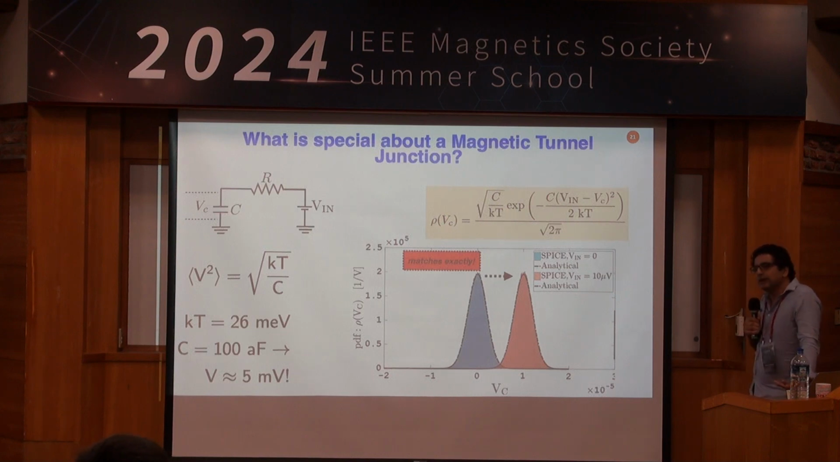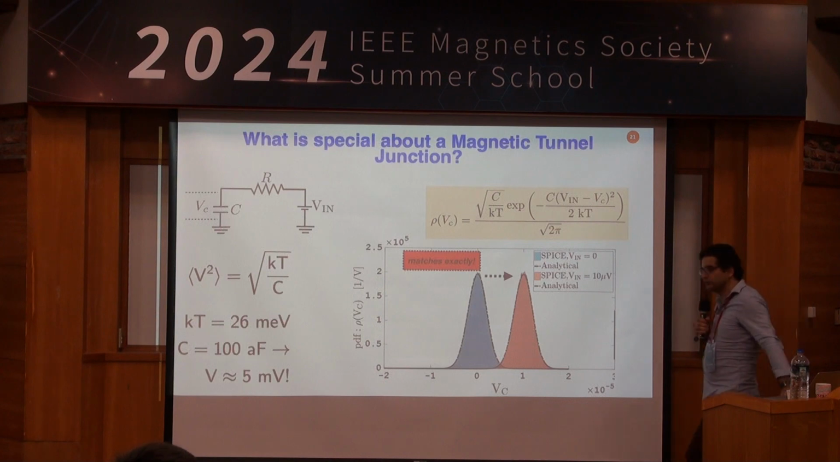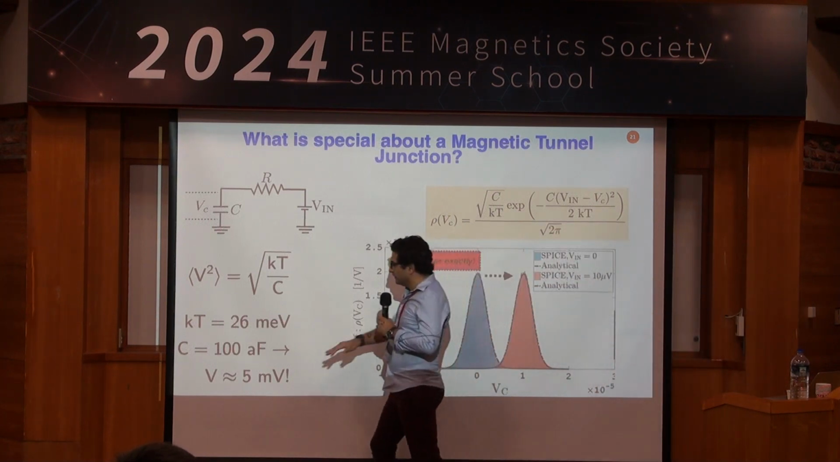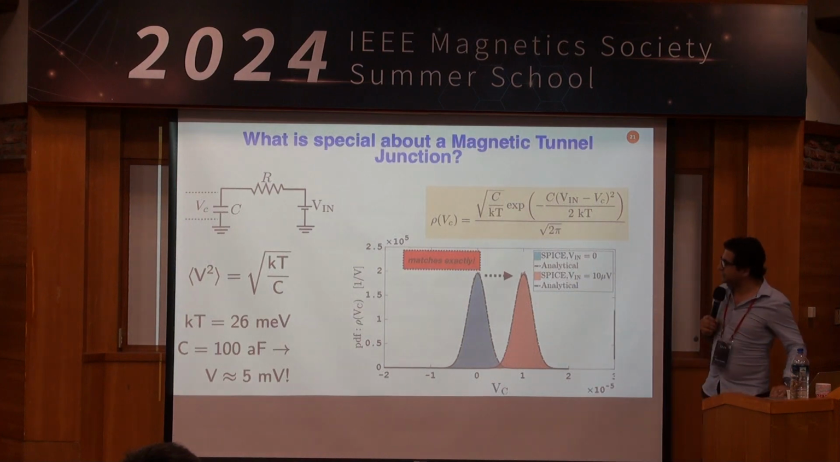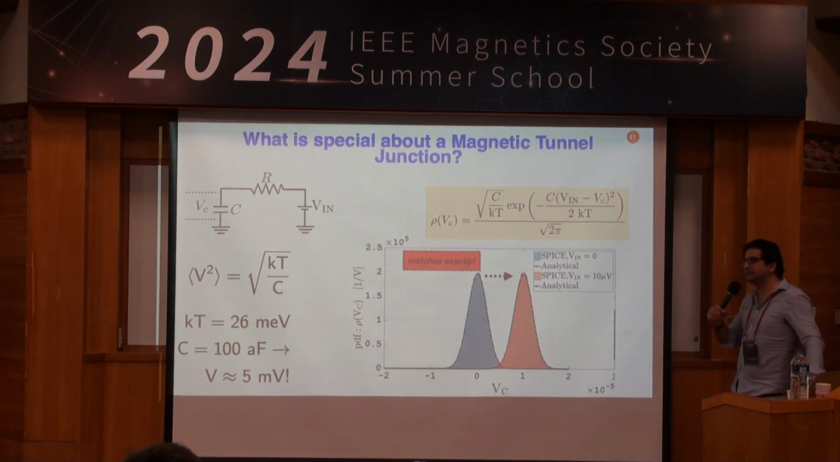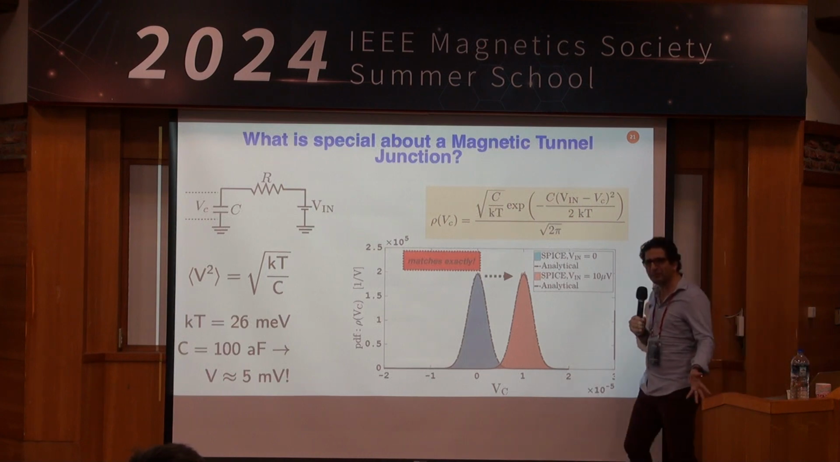kT is, at room temperature, you can't change it, 26 or 25.8 millielectron volts, right? Now, 100 attofarads. Can anybody tell me the order of magnitude of this capacitance? This is something that you should know. Is it a big capacitance, small capacitance? What do you guys think? Atto is 10 to the power minus 18, so it's kind of a small capacitance.